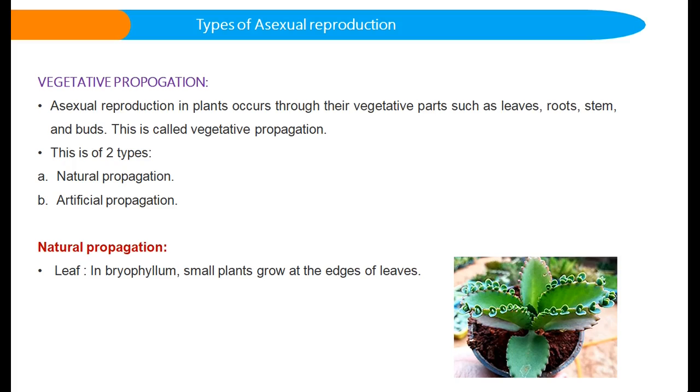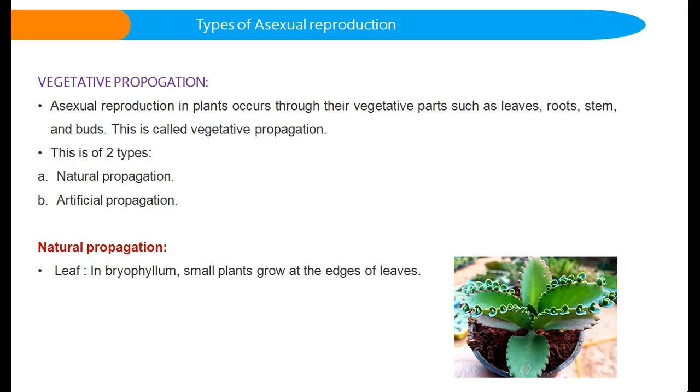Vegetative propagation. Asexual reproduction in plants occurs through the vegetative parts like leaves, roots, stems and buds, and this is called vegetative propagation. That means the flower is the reproductive part of the plant, whereas leaves, roots, stems and buds are called vegetative parts. So, reproduction through vegetative parts is called vegetative propagation. And this is of 2 types, that is natural propagation and artificial propagation.